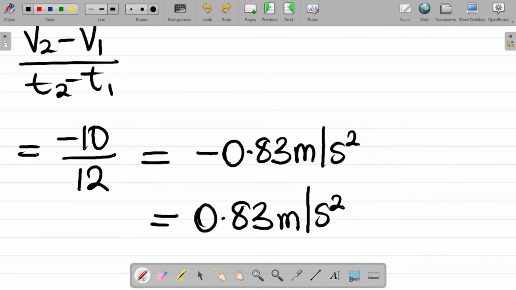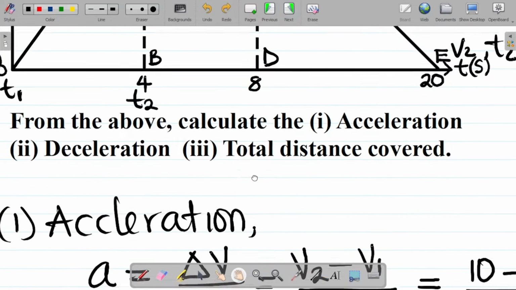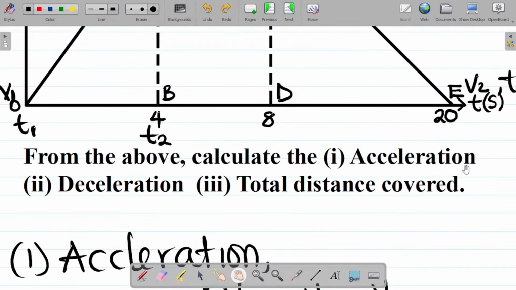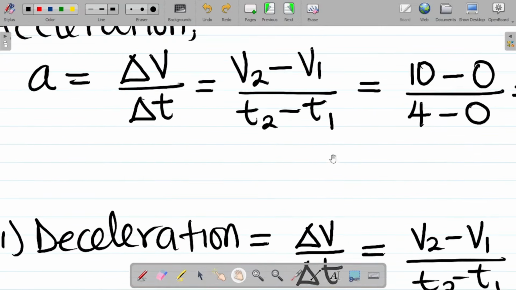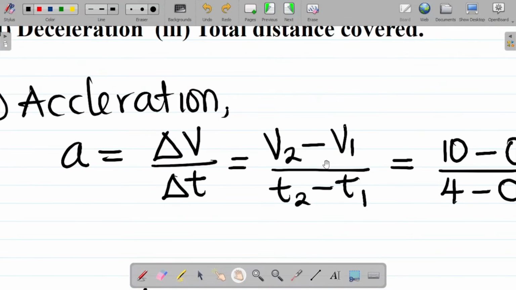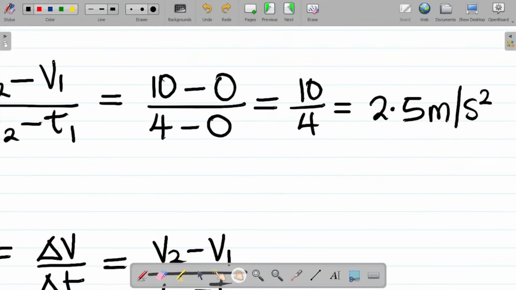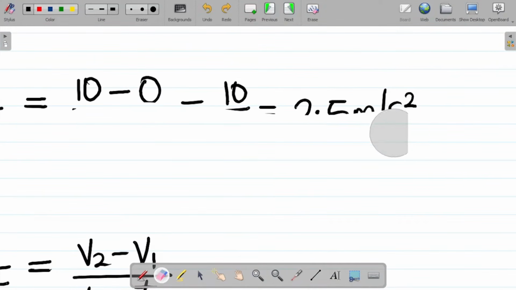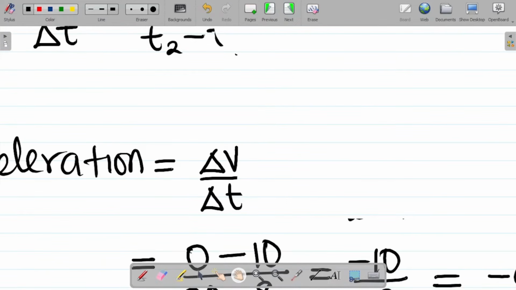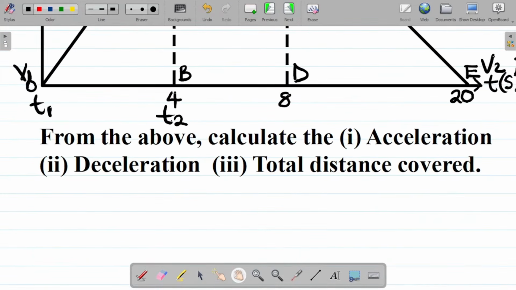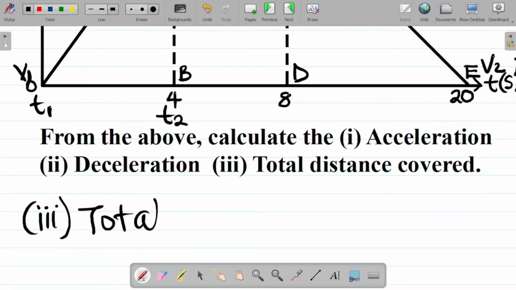Let's look at the final question there. The final question says, find the total distance covered. All right, let's get the total distance covered. To get that, let me take off this part first. Taking this off. Let's get the total distance covered.